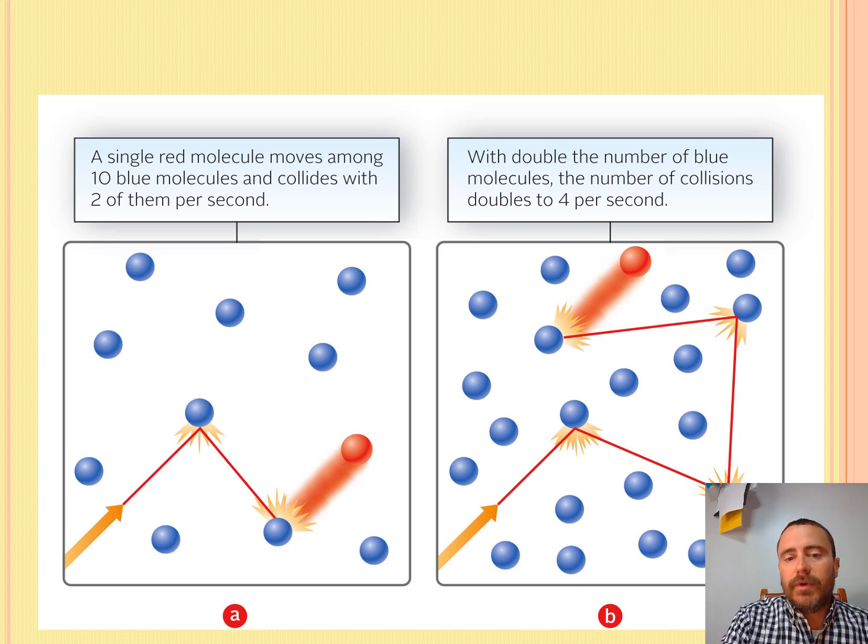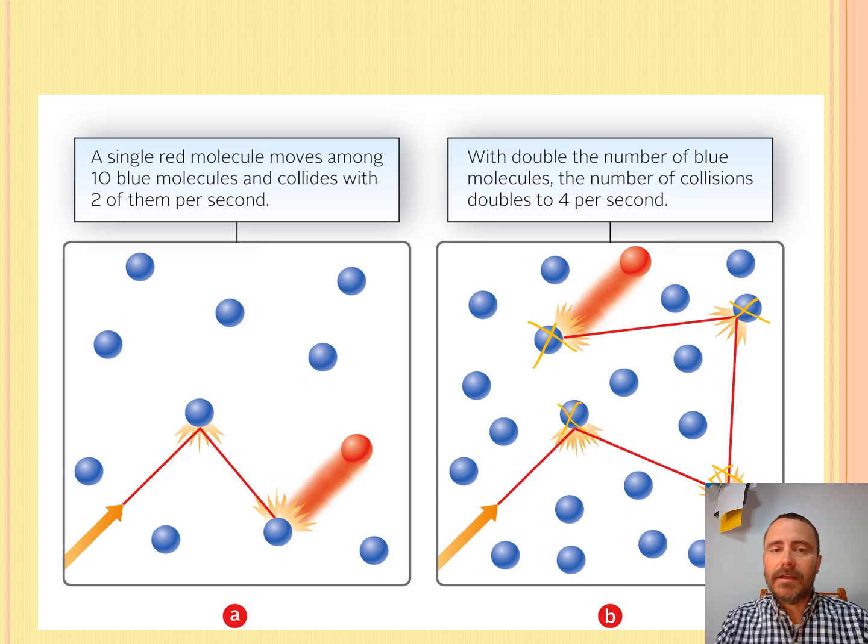All right, well, notice that when we double the number of blue spheres on that right panel, so we have now doubled them to 20 blue spheres, if I have the 1 red sphere still in there, it is going to come in and collide with 1, 2, 3, 4 of those blue spheres. So when I doubled one of my reactants, I am doubling the number of collisions, which would also then double the reaction rate that we would have.